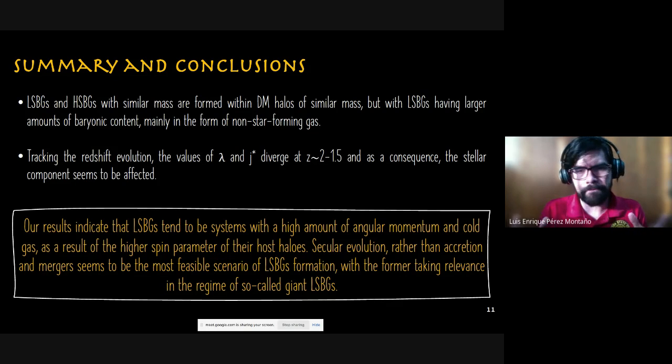But at least in this mass regime, from 10^9 to 10^12 stellar mass, secular evolution rather than accretion and merger seems to be the most feasible scenario of LSB formation. We want to study what are the key parameters in the mergers that raise the spin parameter of these galaxies, but this is a work in progress. But our main conclusion here is that in principle we can argue that the spin parameter, rather than other properties, is the most feasible driver of LSBG formation.